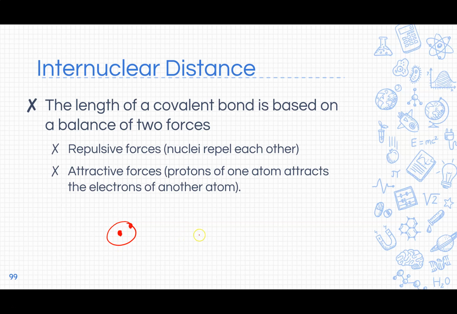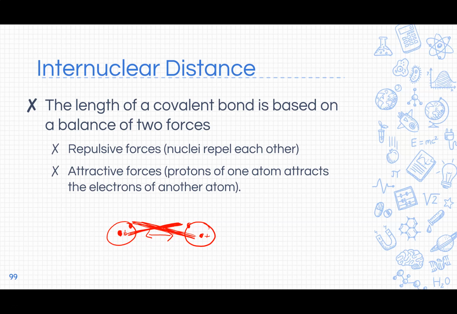If a hydrogen was going to bond to another hydrogen, that would be a covalent bond. There would be a couple of forces at play. This positive nucleus right here and this positive nucleus right here are going to repel each other, pushing away from each other because they're like charges. But on the flip side, this positive proton is going to attract this negative electron, and in the same way, this positive proton is going to attract this negative electron. So we have two competing forces.